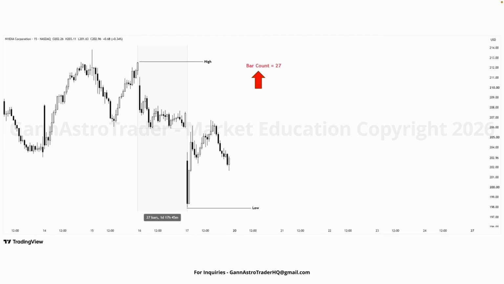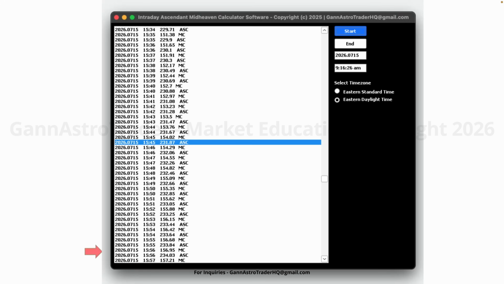The total bar count is 27 bars. This 27-bar measurement becomes our initial time input. Now we move to my proprietary software, the Intraday Ascendant Mid-Heaven Calculator, and examine the ascendant value at the swing high. On July 15th, 2026, at 3:45 p.m., the ascendant value shown is 231.87 degrees. This becomes our first angular reference.